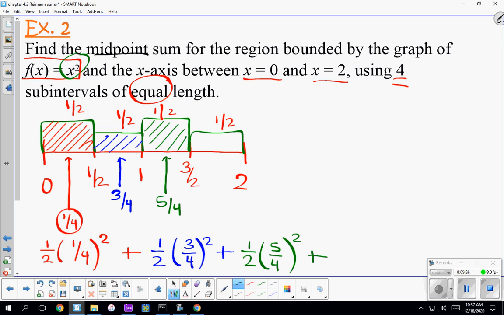And then the last one, we'll call the black rectangle. We have a width of 1/2, and we're going to plug in 7/4. And if you simplify, that will estimate the area under this curve.